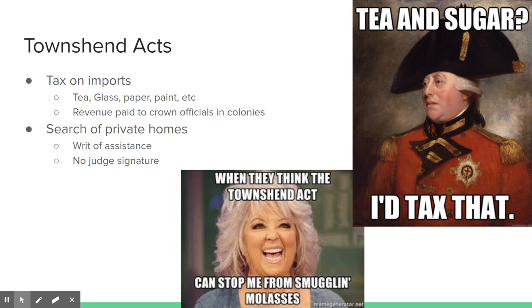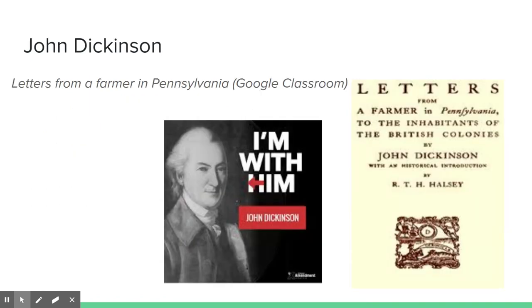A couple of things that the Townshend Acts did: it allowed the government, the governor, or soldiers to search private homes without a warrant from a judge. The Quartering Act allowed them to house troops. This kind of gets us the idea of taxation without representation. That's when it first comes out, as the idea of being taxed without being represented. They don't believe that they should be virtually represented. They need to actually have representation, and that's what they want at this point in time.